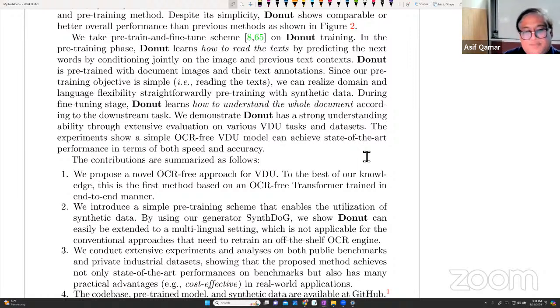Since our pre-training objective is simple, reading the text, we can realize domain and language flexibility straightforwardly by pre-training with synthetic data. So guys, what can you do? You can just cook up your own text for any domain, for any language, and then plant it on some image, isn't it? So you can easily generate tons and tons of synthetic data, even for a low resource language.